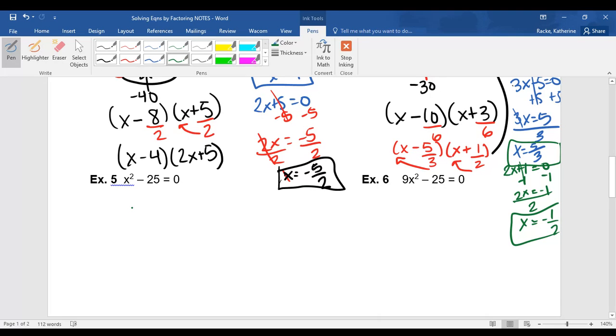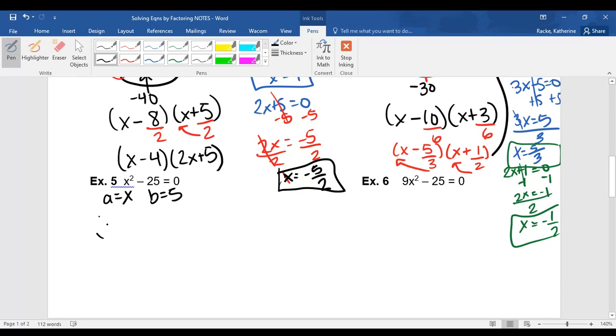If you notice, we have x squared minus 25 equals 0. There is no b value, so we should check and see if these are perfect squares. So x squared, we can do the square root of that to give us x. And negative 25, made sure we had that negative sign. 25 is a perfect square of 5, so that means our a value is going to be x, and our b value is going to be 5.